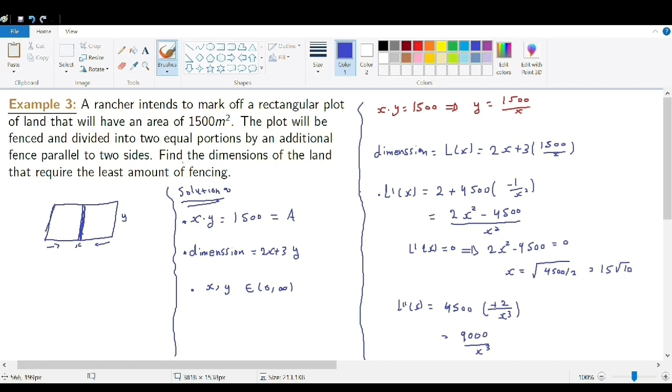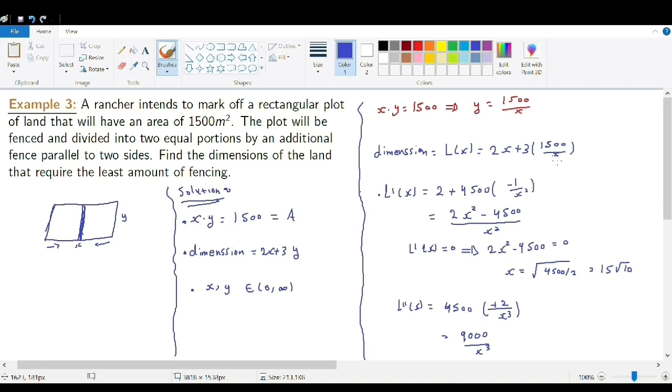Since we need the dimension to be the least amount, we will take the function of dimension, which is L equal to 2x plus 3y. We will replace y by 1500 over x. So now to find the critical number, we need to find the derivative. Derivative of 2x will be 2. Derivative of 3 multiplied by 1500 over x will be 3 multiplied by 1500, which is 4500.